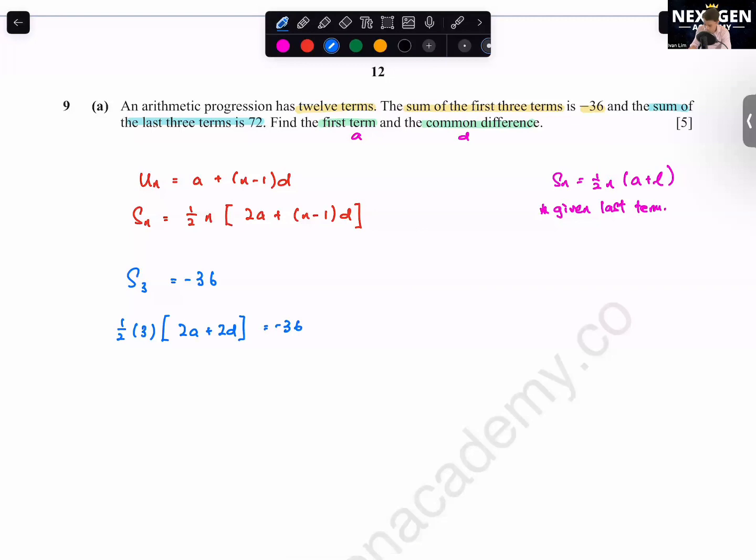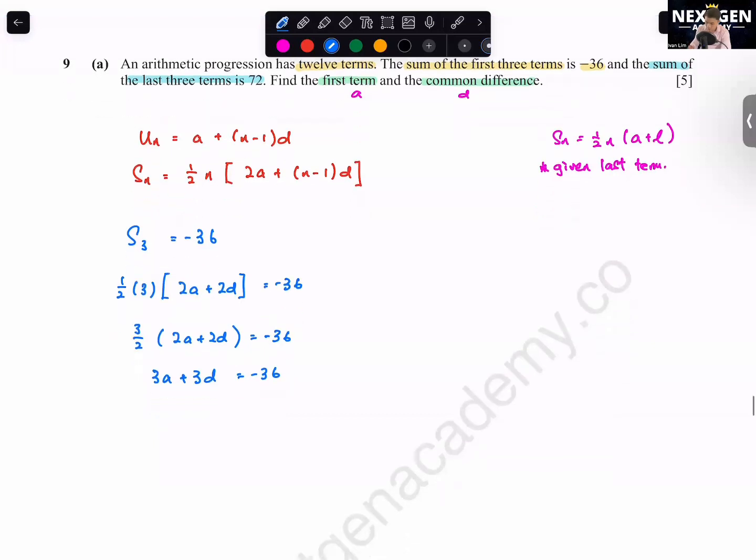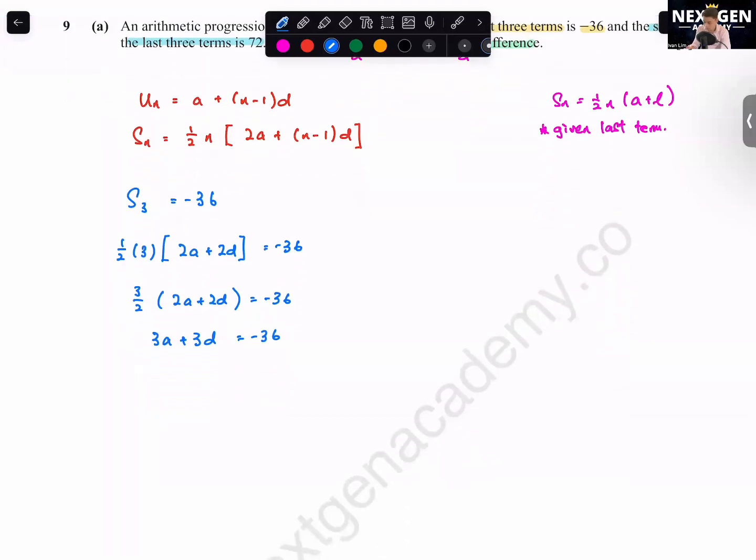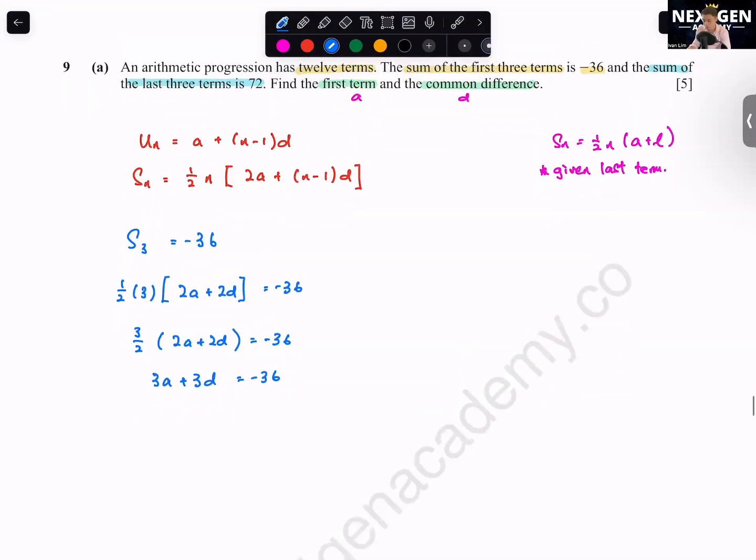Okay, over here, what can we do? 3 over 2, 2a plus 2d equals negative 36. This can be 3a plus 3d equals negative 36. Okay, can I do anything here? We can divide it by 3, but later on, we see what the other equation is first. So this one we need to do a simultaneous equation.